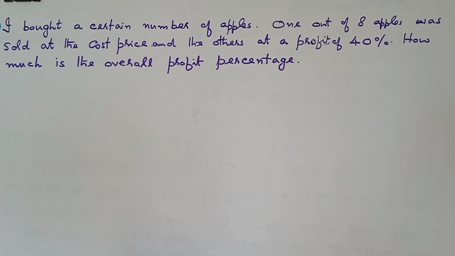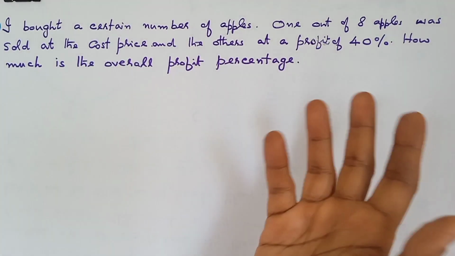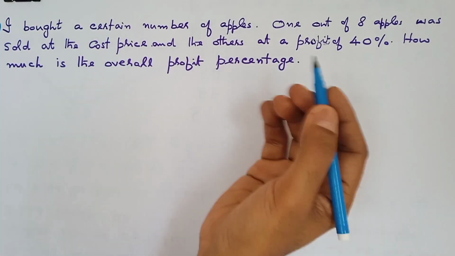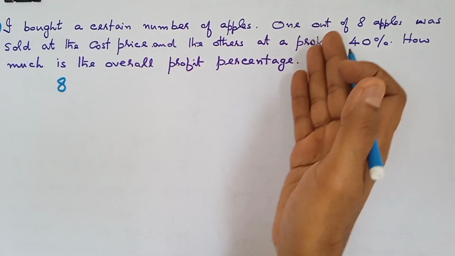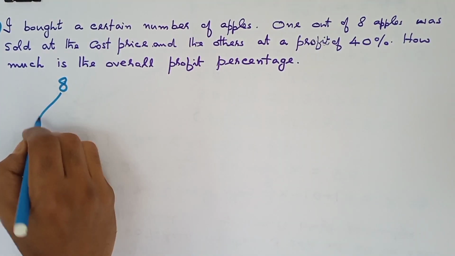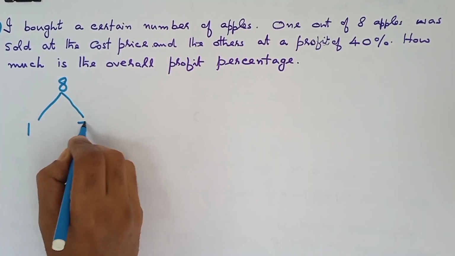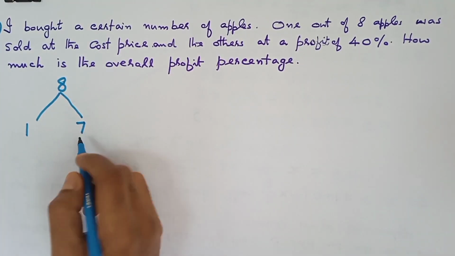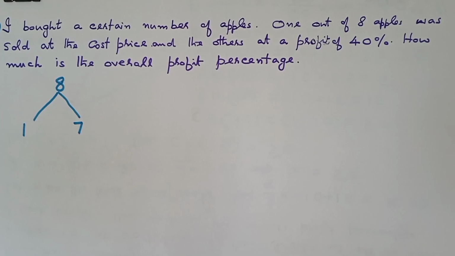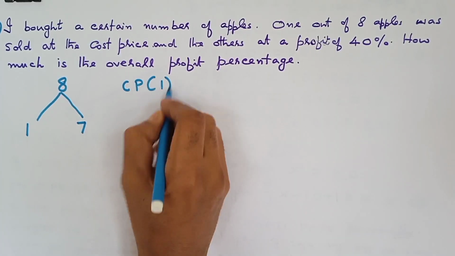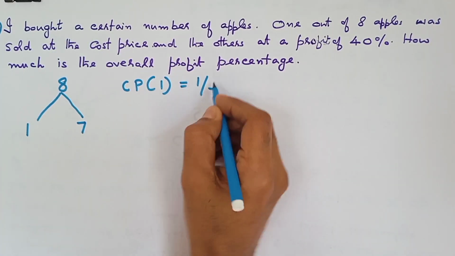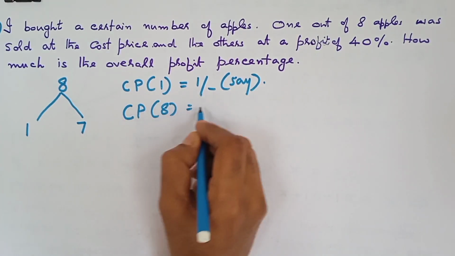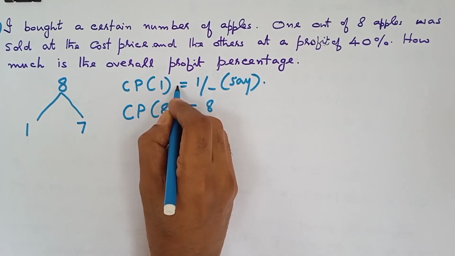So you can choose a convenient number for the number of apples and the cost price of one as whatever you want. So let me choose 8 as the number of apples I bought, because there's a 1 out of 8, which means what? If you take 8 apples, 1 gets sold at the cost price and these 7 at a profit of 40%. That's the meaning. So let CP of 1 apple be 1 rupee. Then CP of 8 will be 8 rupees.